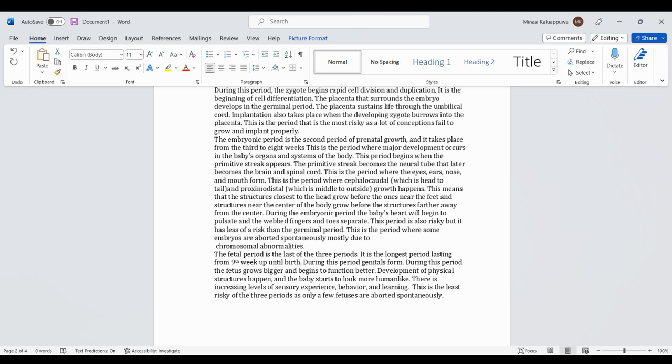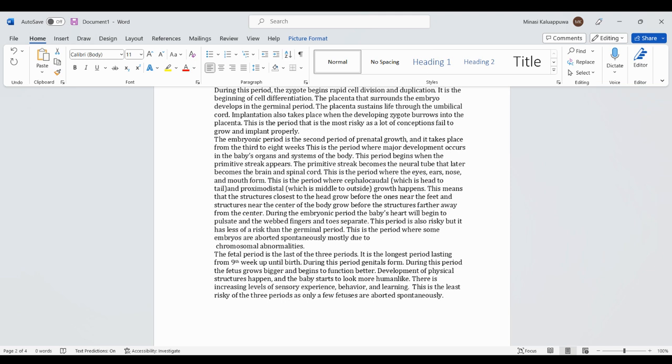This is the period where the cephalocaudal, which is head to tail, and proximodistal, which is middle to outside, growth happens. This means that structures closest to the head grow before the ones near the feet, and structures near the center of the body grow before the structures further away from the center. And during the embryonic period, the baby's heart will also begin to pulsate and webbed fingers and toes will separate.